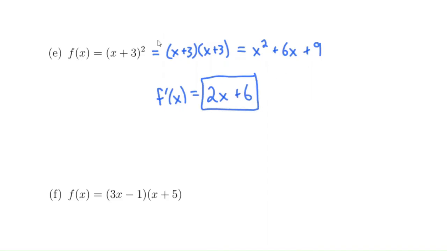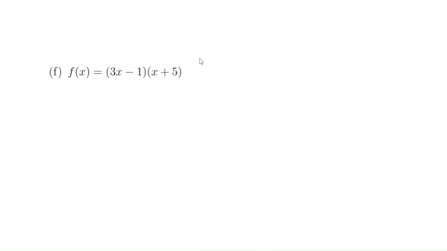Now notice we could not take the derivative of this by just doing the derivative of the first part, which would be 1, times the derivative of the second part, which would be 1. Notice that would not give us the correct answer. That'd be 1 times 1. You can't take the derivative of a product of two things just by taking the product of the derivatives. Same thing right here in f.